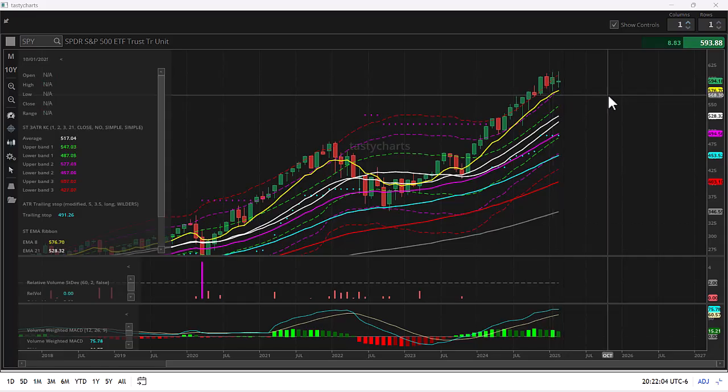We're still well above that 8 EMA. That's at 576.70. I think that could be where we're going here over the next month. I would expect a touch of that level. You haven't touched it in a while.